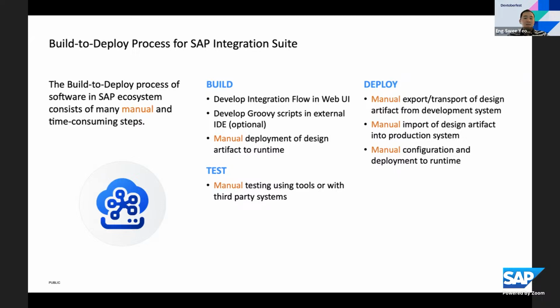And lastly, once the design time artifact is in the production system, you might want to configure some environment-specific variables, environment-specific parameters like URLs, credentials, and so on. Again, this is a manual step. And then finally, you deploy it to the runtime. So you see highlighted in orange, many manual steps involved in the build to deploy process while you're doing your development on the SAP Integration Suite.